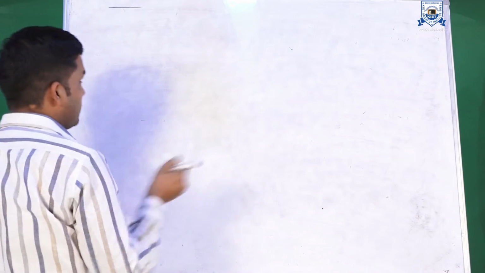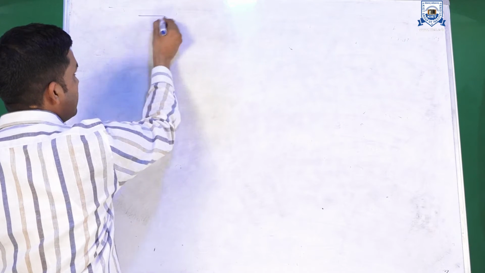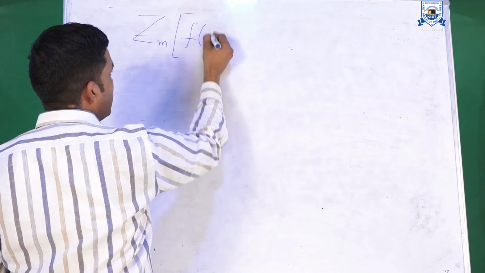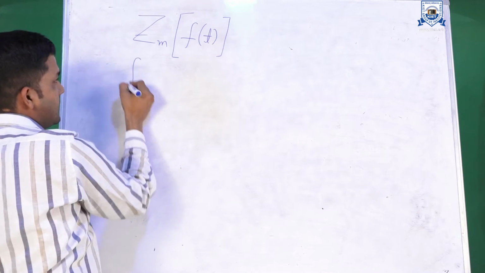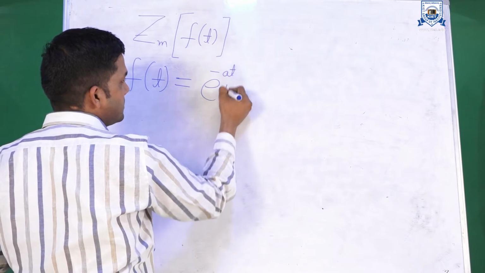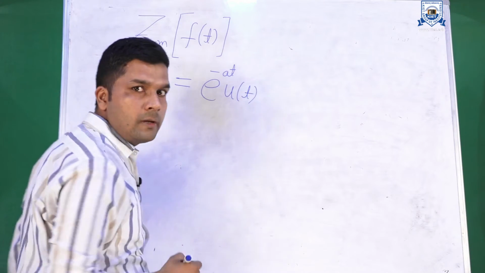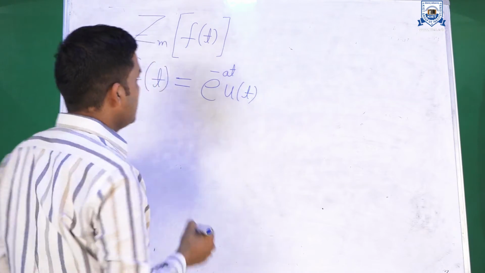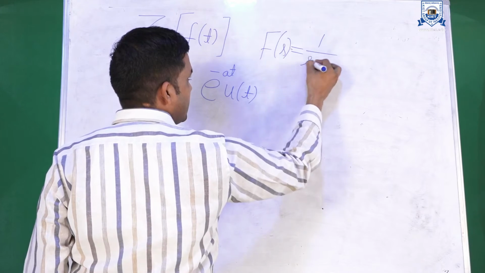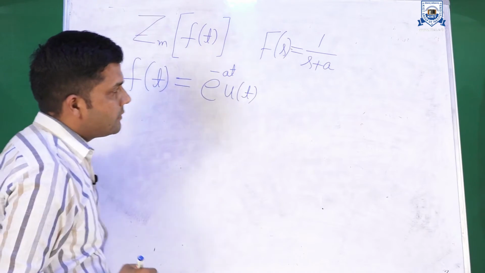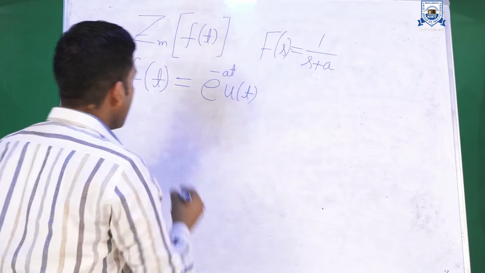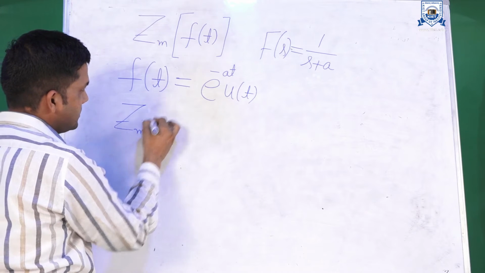If we are to calculate modified Z transform of signal f(t), and what is f(t)? f(t) is given as e to the power minus at u(t). Then how to calculate modified Z transform of given f(t), or sometimes given F(s) is equal to 1 upon s plus a. So first of all, we have to take Laplace inverse of the given F(s), convert into f(t), then apply formula of modified Z transform.